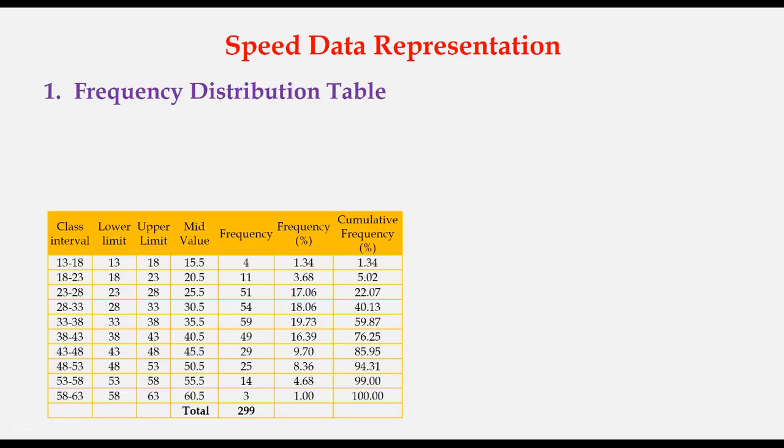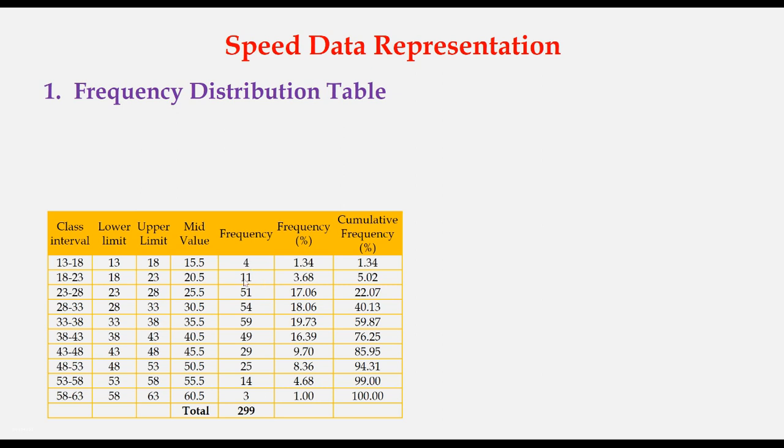The speed data representation. Speed data collected in the field can be represented in the form of a frequency table like this. Based on the minimum and maximum speed, you create a class interval of, let us say, 2 km per hour or maybe 5 km per hour, depending upon the number of data points and the minimum and maximum range. And then for each range, what is the frequency of the vehicles observed? This is called a frequency distribution table.